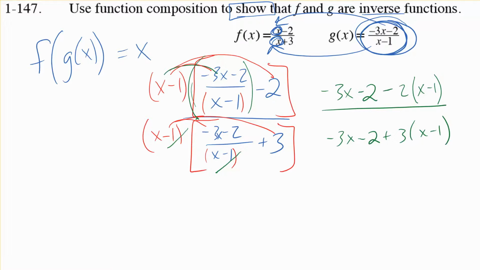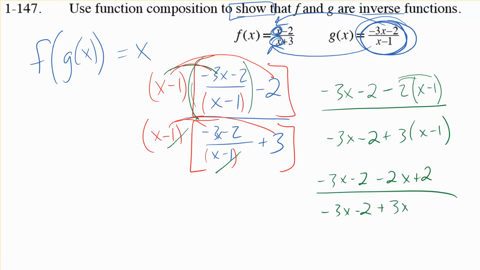Now, one mistake not to make is we'd never just cross off this x minus. We wouldn't do that. We want to make sure we do the whole thing and do simplifying all the way down. So I'm going to distribute through here, distribute that negative 2: negative 3x minus 2 minus 2x plus 2. Our denominator is going to be negative 3x minus 2 plus 3x minus 3.